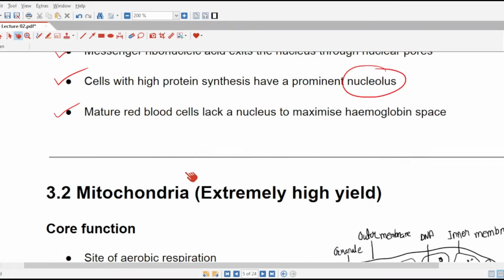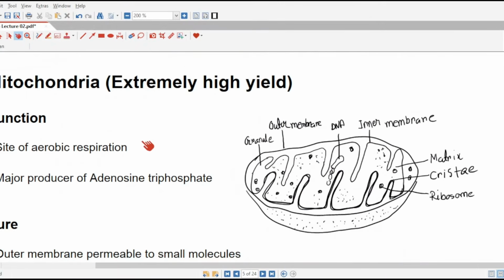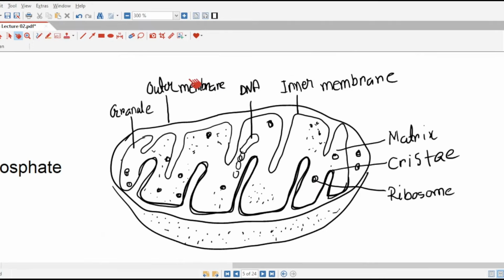Okay, now let's come to mitochondria. Mitochondria is extremely high yield. Whenever you listen about mitochondria, you need to remember mitochondria is synonymous with energy or ATP production. Before learning the description, we need to check the diagram. You see that mitochondria has two membranes just like nucleus. One is outer membrane, another one is inner membrane. The inner membrane has some folding and this folding is called cristae.